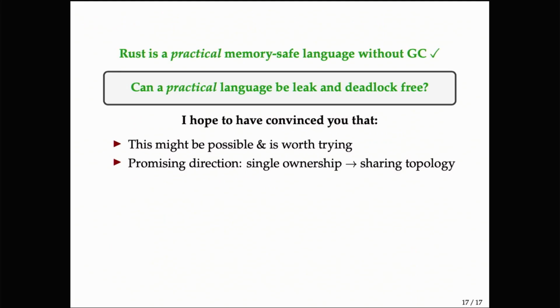So, to conclude, Rust is a practical memory-safe language without GC. So the question that I want to leave you with is, can a practical language be leak and deadlock free? Of course, this work does not completely answer that, but I hope to at least have convinced you that it might be possible and that it's worth trying to do. And that a promising direction is to generalize from single ownership to a more general notion of sharing topology.